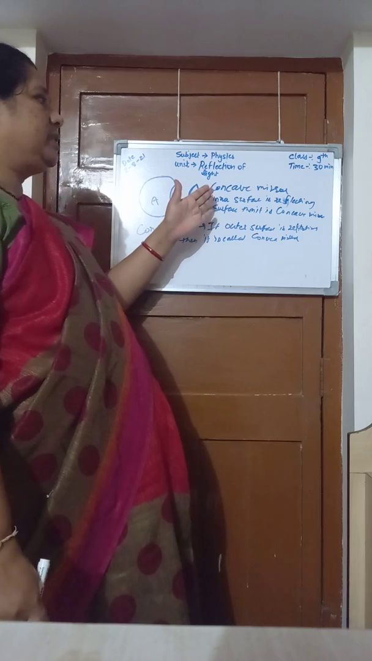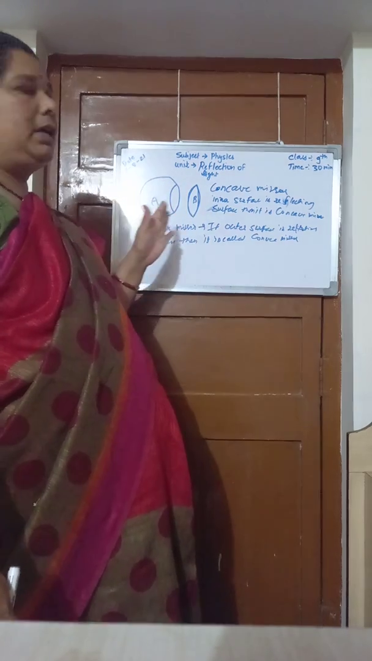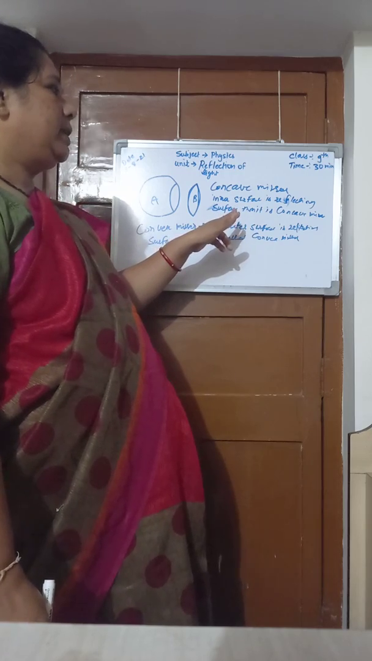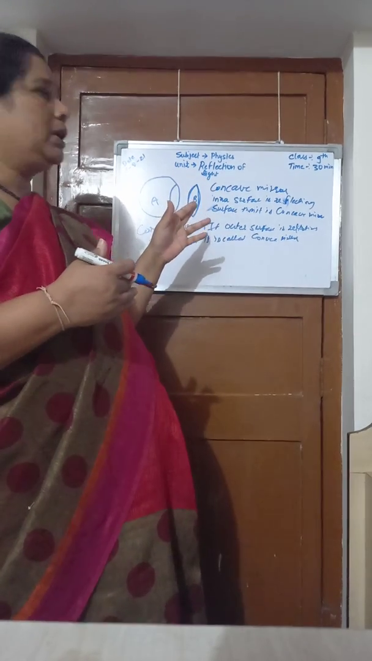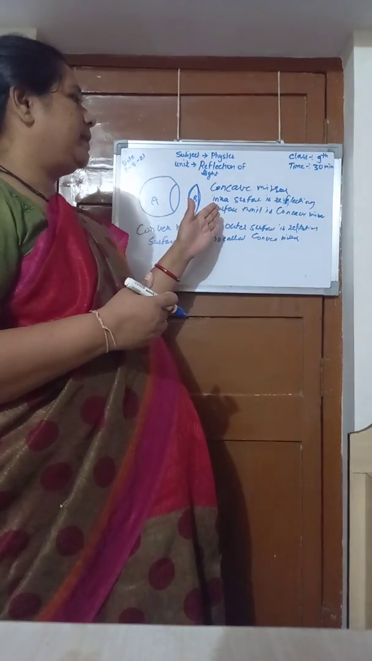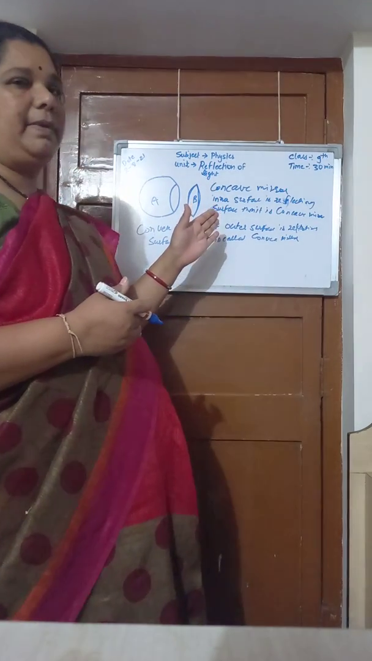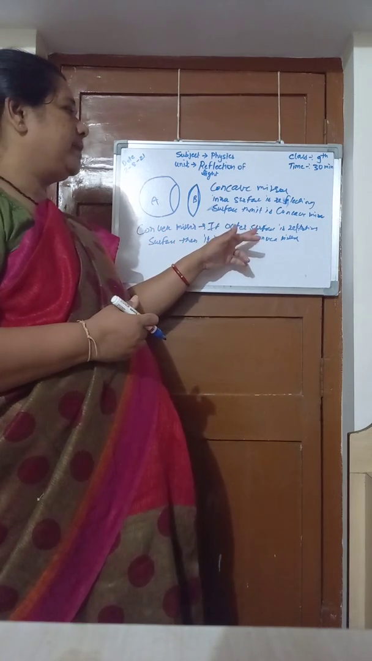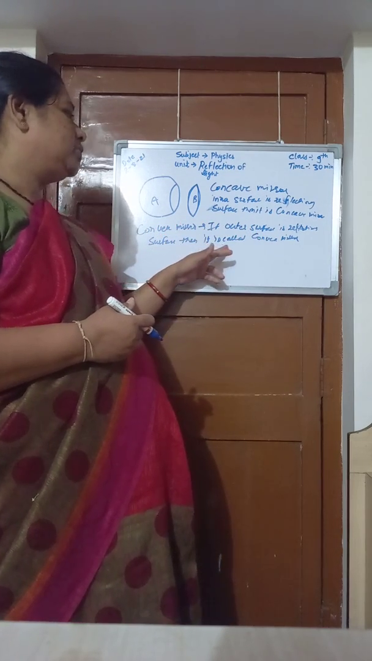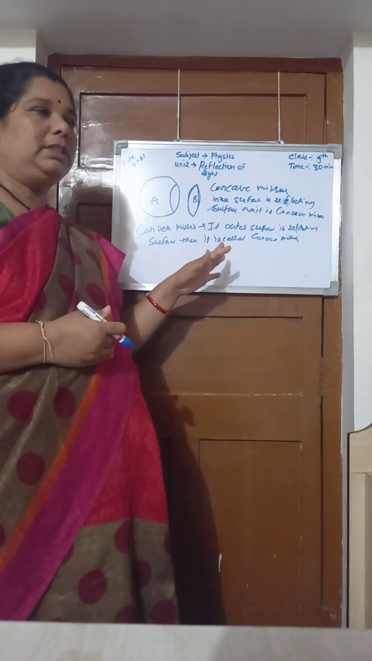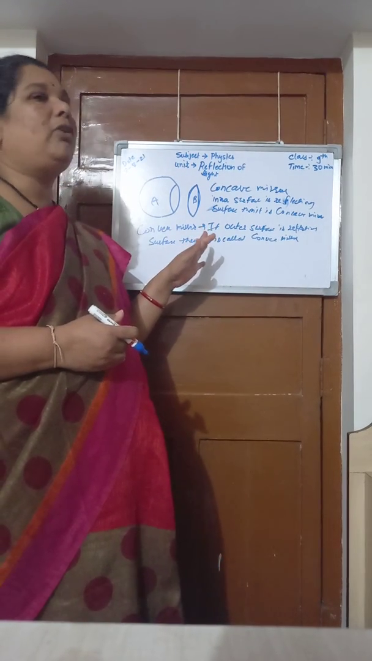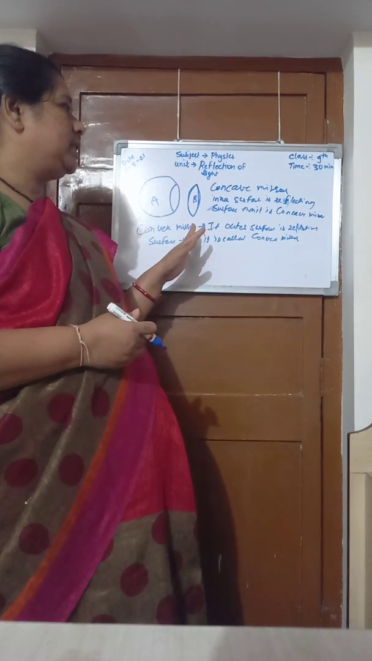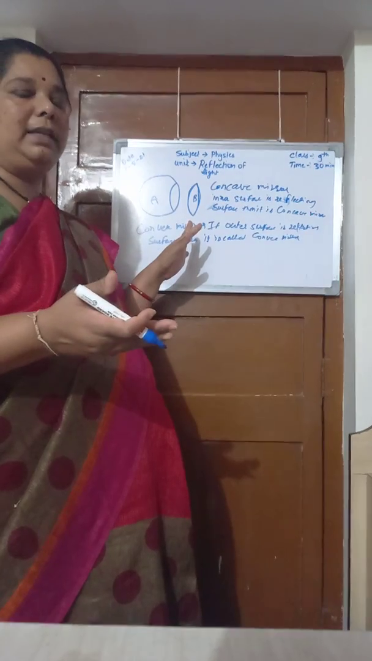What is the difference between concave mirror and convex mirror then? If the inner surface is the reflecting surface, then when rays are incident on the concave mirror, the inner surface acts as a reflecting surface, and it is called the concave mirror. And in a convex mirror, if the outer surface is the reflecting surface, then it is called the convex mirror. This is the main difference between concave mirror and convex mirror. You have to notice this difference, and I will ask at the end of the period.